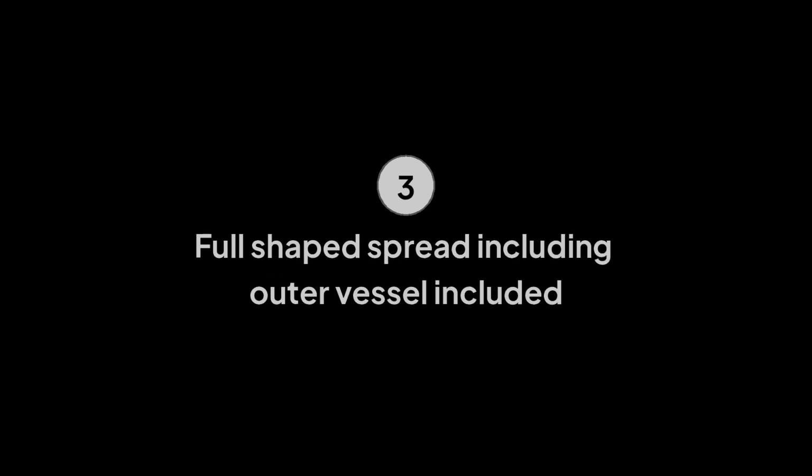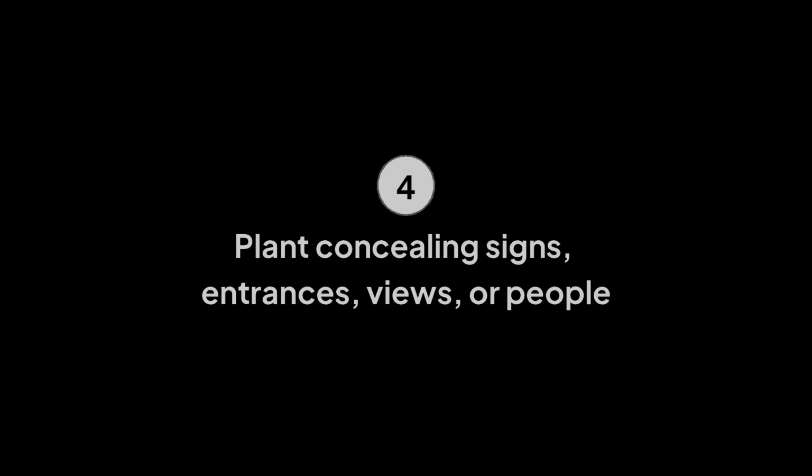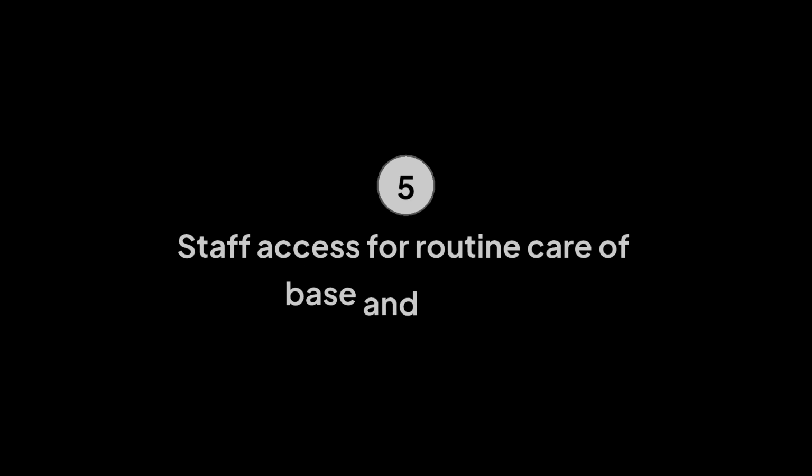5 checks help turn placement into a measurable decision. First, can people pass without changing stride or brushing the foliage? Second, does any door, drawer, or chair move through the proposed position? Third, has the full shape spread, including the outer vessel, been included? Fourth, could the plant conceal signs, entrances, reception views, or approaching people? Fifth, can staff reach the base and foliage for routine care?